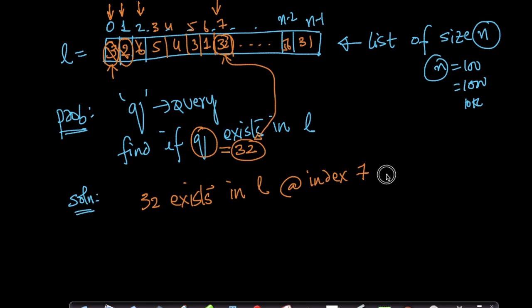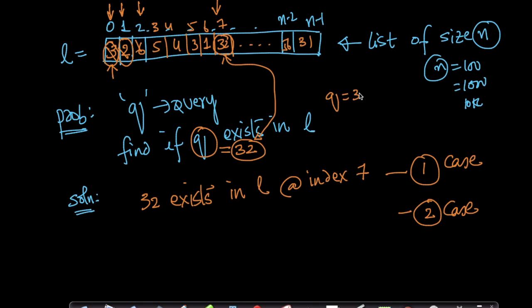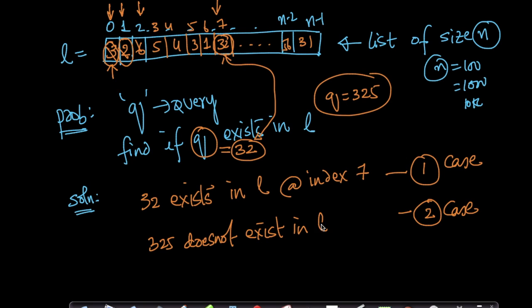So this is case 1. Now let's take case 2. What is case 2? If q is not present in the list, let's assume q equals 325, and let's assume 325 is not there in the list. Then what happens? You'll keep checking through all the elements in the list, and you'll finally say that 325 does not exist in list L.